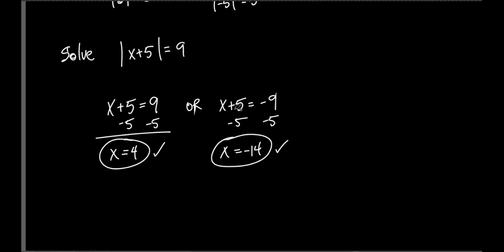Everybody okay? Let's do another one. So that's what we do. The first thing we do, we set up two equations. First one, we just keep it whatever it is over here. The second one, we make that side negative because of that definition.